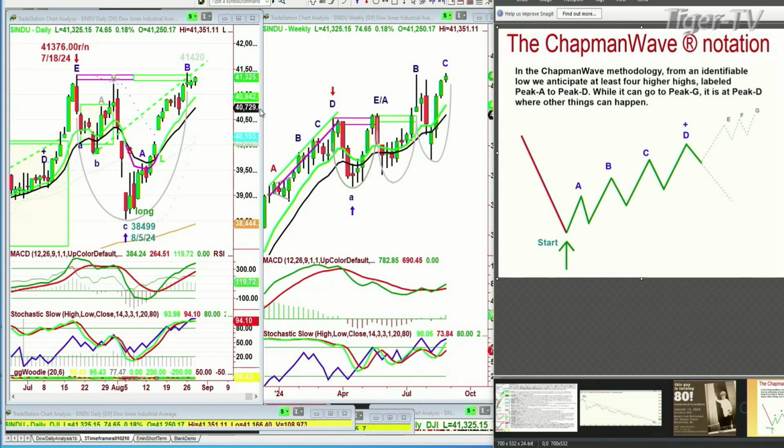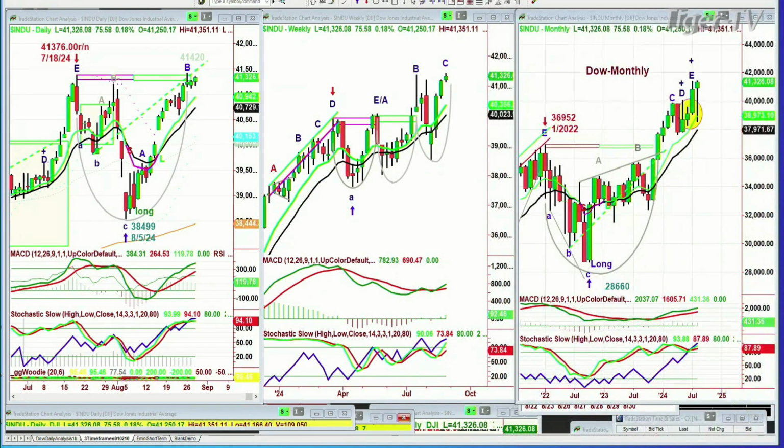Now, here's the other thing. It doesn't tell you how high. You have to have other techniques that can do that. All it says is that if you get a buy signal that's upgraded to a buy mode, that buy mode should take you to at least 4 higher peaks, meaning it could even go higher, but at least 4 higher peaks. That's the obligation of the Chapman wave methodology in this phase.